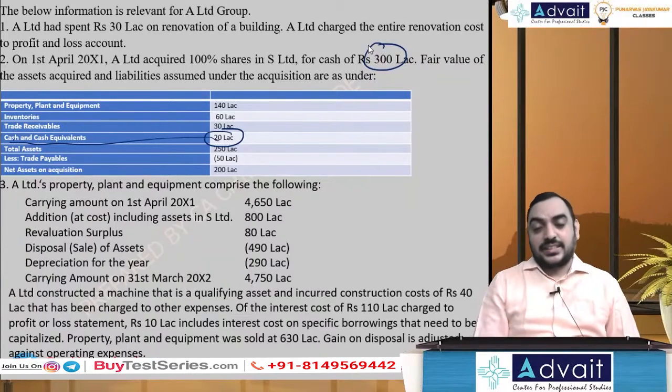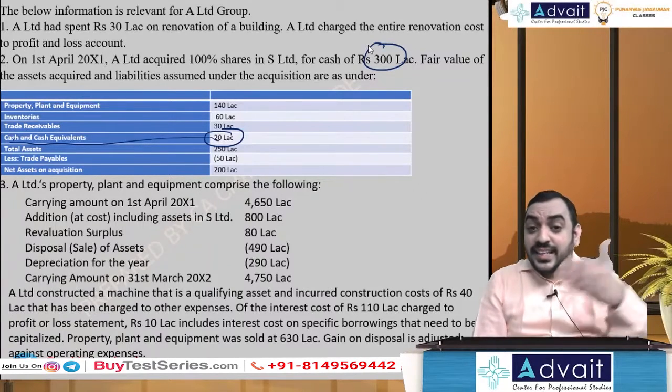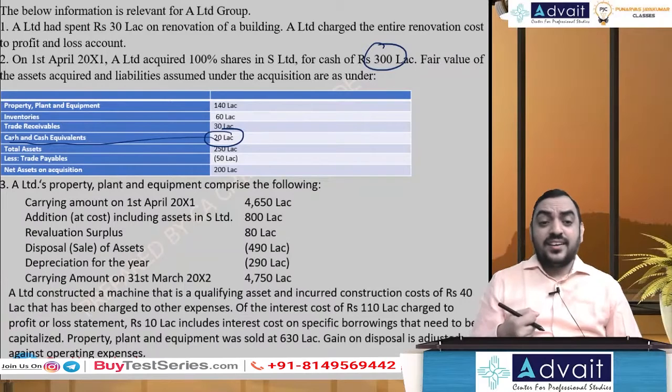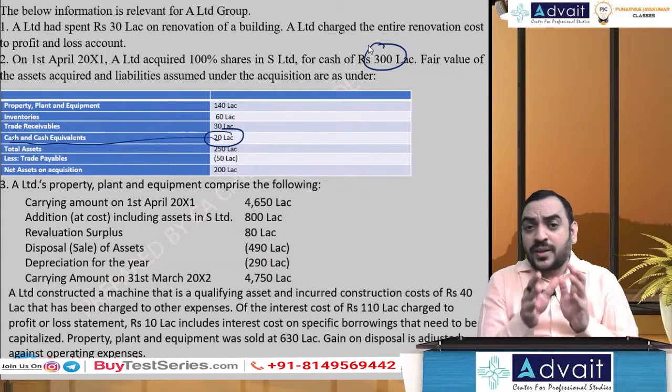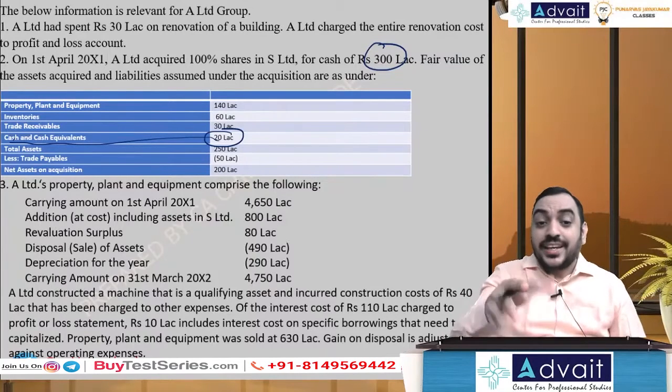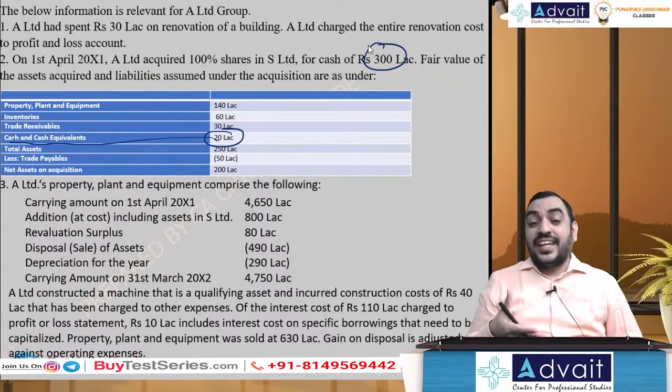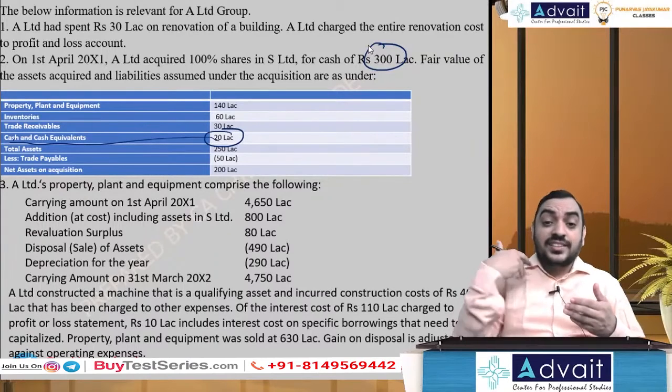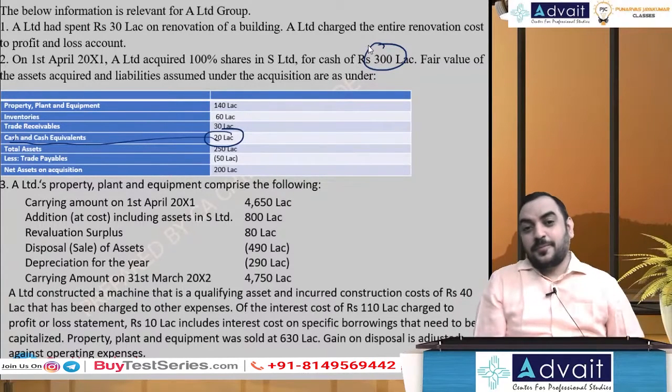That 20 lakhs, as a part of net assets. That is inflow, right? You are acquiring inventory, you are acquiring trade receivables, you are acquiring cash and cash equivalent. Are you understanding what I'm trying to tell? You are having outflow of 300 lakhs cash, inflow of cash 20, which means there is cash for cash.